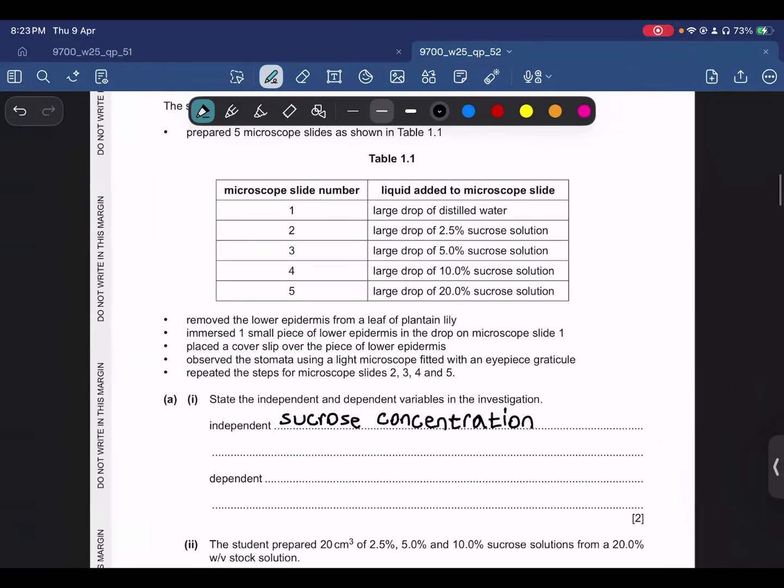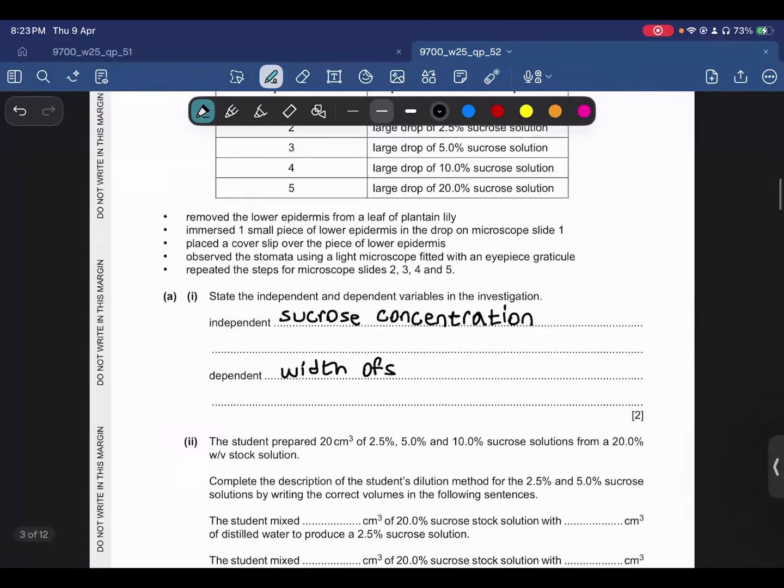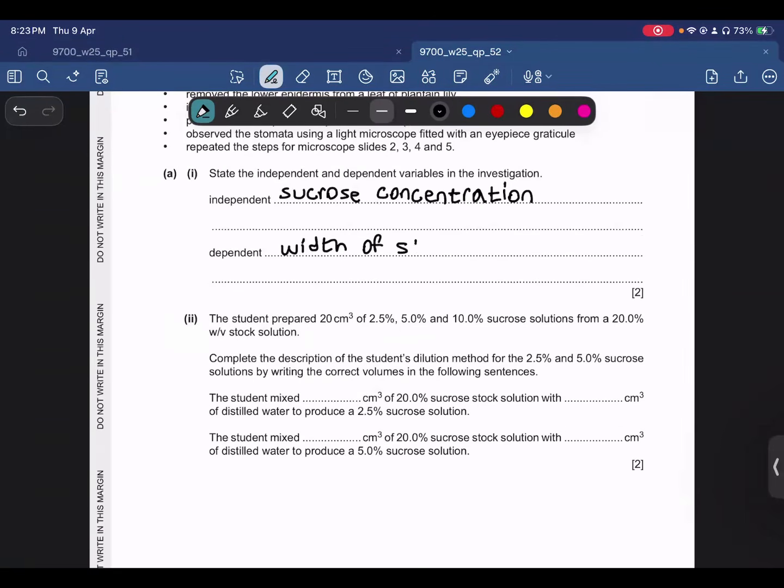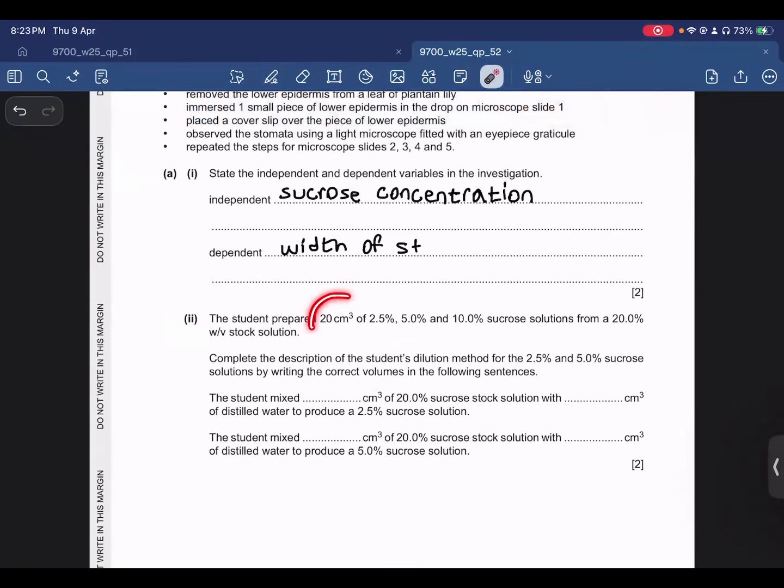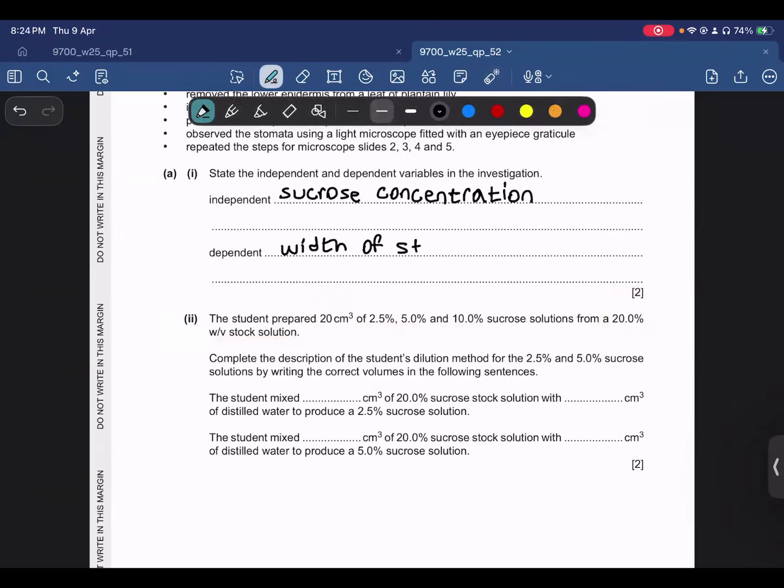नहीं, नहीं. Okay. So sucrose concentration and dependent variable, the width of the stomata. अच्छा जी. पार्ट टू. स्टूडेंट ने प्रिपेयर किए 20 क्यूबिक सेंटीमीटर के सॉल्यूशंस. एक सॉल्यूशन में 2.5% सुक्रोज था, एक में 5% और एक में 10%. एंड ये सब प्रिपेयर किया गया फ्रॉम अ 20% सुक्रोज सॉल्यूशन, स्टॉक सॉल्यूशन. किस तरीके की डाइल्यूशन है ये? इज दिस प्रोपोर्शनल और सीरियल?